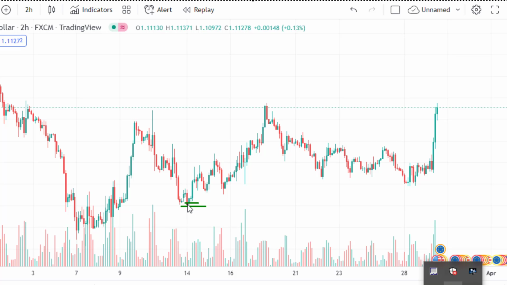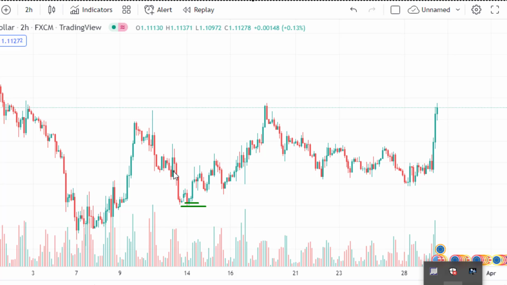So from where buyers enter in the market, this is called the buyers area. From this closing point, the market closed, this bearish candle closed at this area. After that buyers again entered the market from this area. So that's why we call this the closing price of this bearish candle and the opening price of this bullish candle. This is the support.